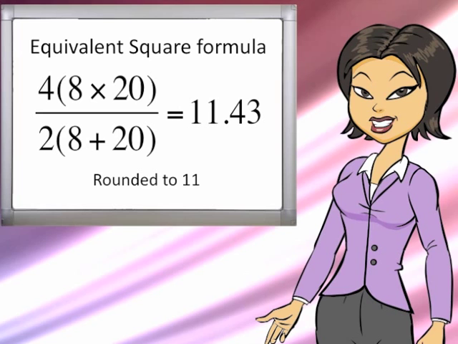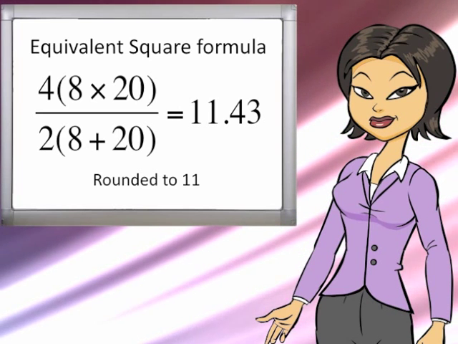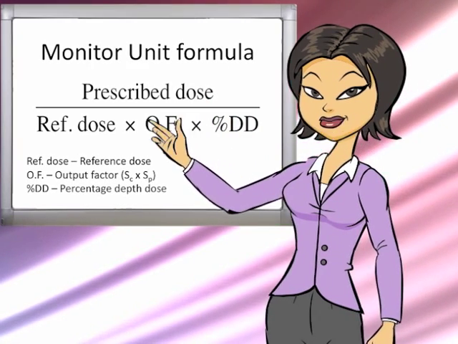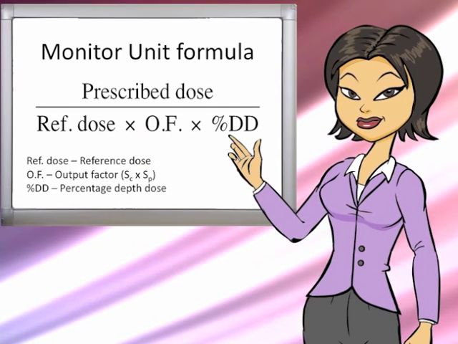This value will be used to get our output factors and percentage depth dose. The monitor unit formula is the prescribed dose over the product of the reference dose, the output factor, and the percentage depth dose.